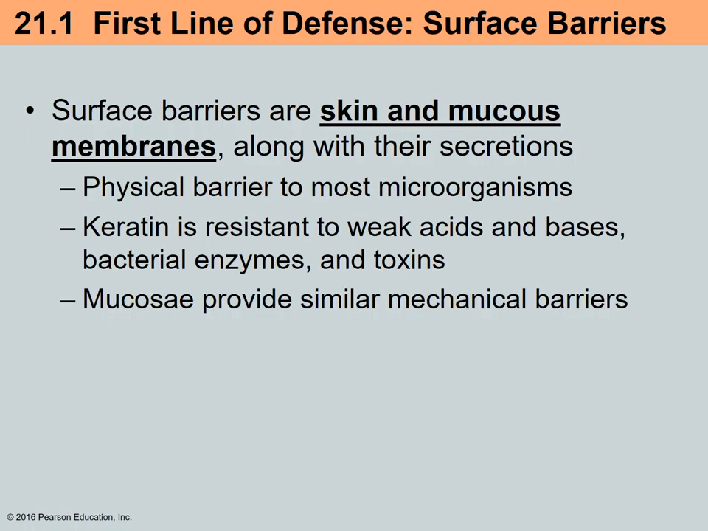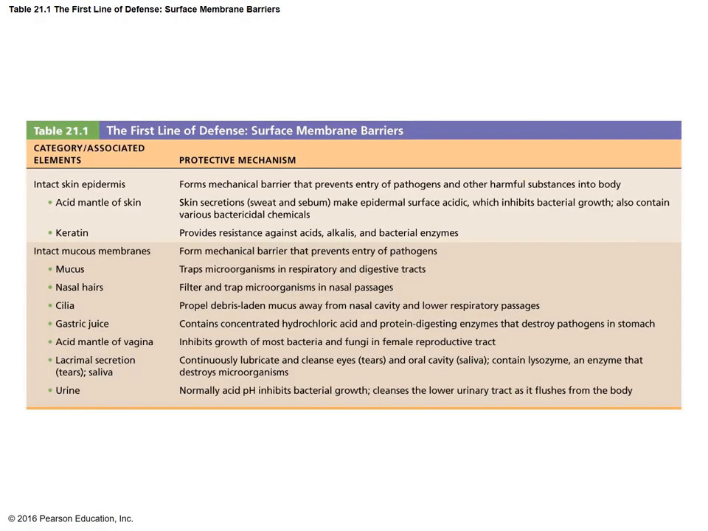Keratin, which is present in the skin, is resistant to weak acids and bases. It's fairly resistant to bacterial enzymes and toxins. Now, I will tell you that there are some bacteria that produce a keratinase to break it down. But in general, it's fairly effective. The table here shows this first line of defense with the skin, and how some of the skin secretions, whether it's sweat or oils, produce a slightly acidic environment.